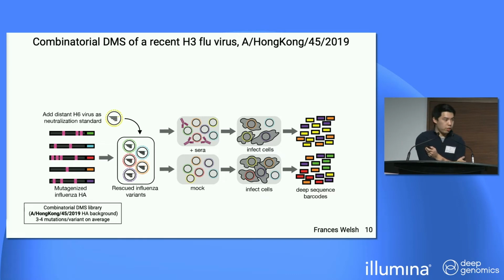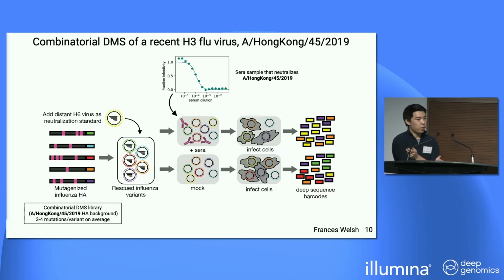The next thing we needed for these experiments was to find a human sera sample that actually neutralizes this Hong Kong 2019 variant. And that's really important because what we're looking for is what mutations or combinations of mutations then decrease the neutralization that we see from the sera sample. And so with these 2 components, we can then do this experiment. We got the escape fractions, we fit the biophysical model, and we were really excited to see what happens.